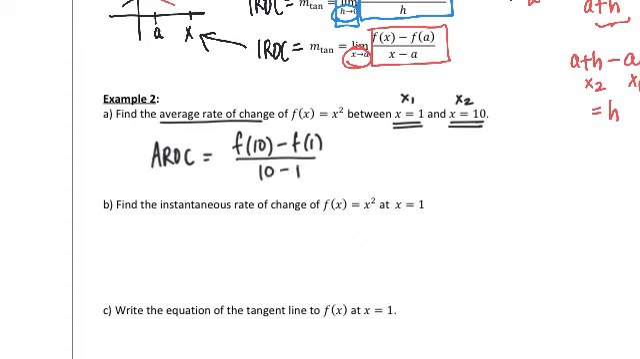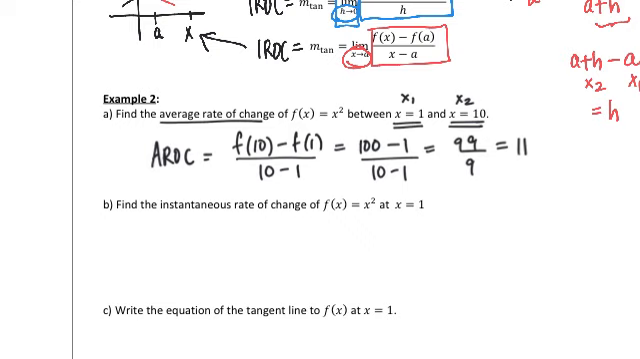And please get in the habit of writing that step out so that it's really clear to the reader what you actually did, right? So then f of 10 is 10 squared or 100. f of 1 is 1 squared or 1. And so we're going to get 99 divided by 9 or 11 for our average rate of change.